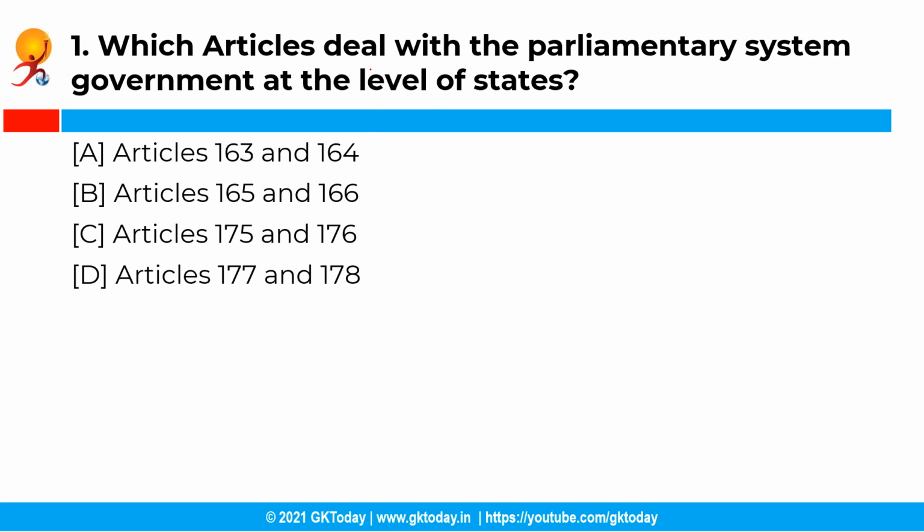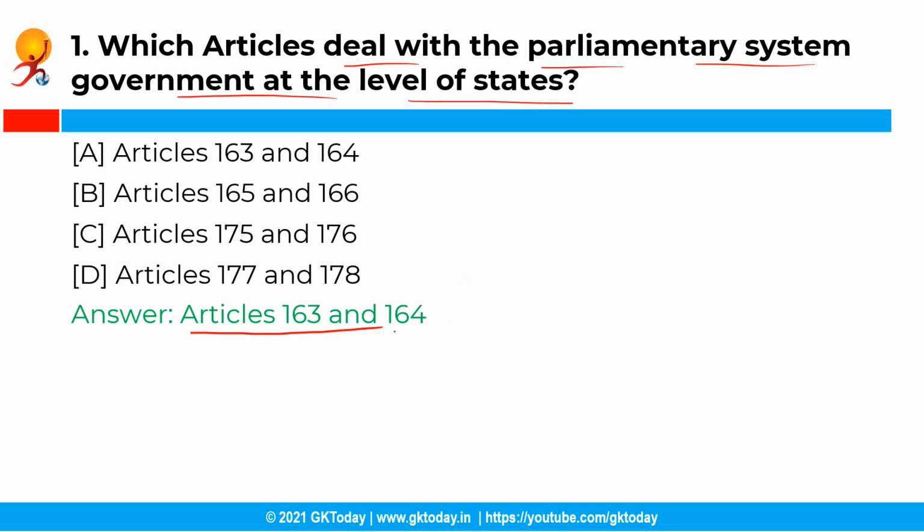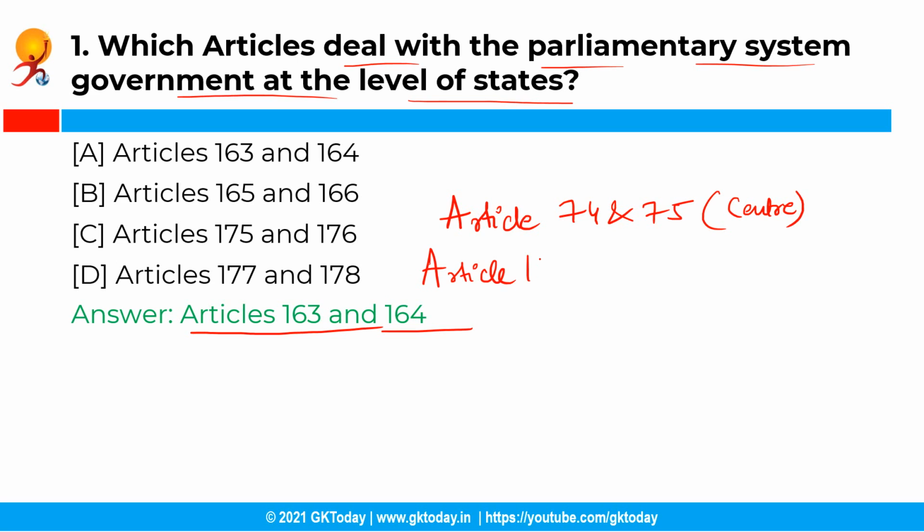So the first question is, which articles deal with the parliamentary system of government at the level of states? You have the following options and the correct answer is option A, that is Articles 163 and 164. Article 74 and 75 of the Constitution of India deal with the parliamentary system of government at the center and Article 163 and 164 in the states. And in such a system, the executive is responsible to the legislature for its policies and acts.